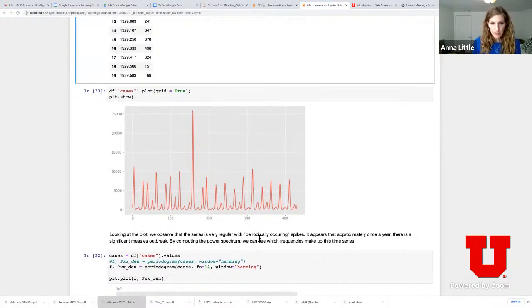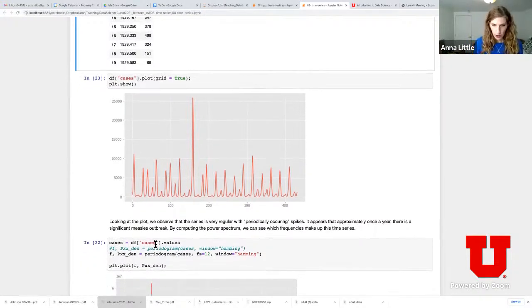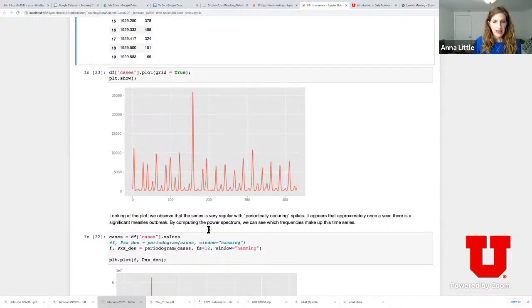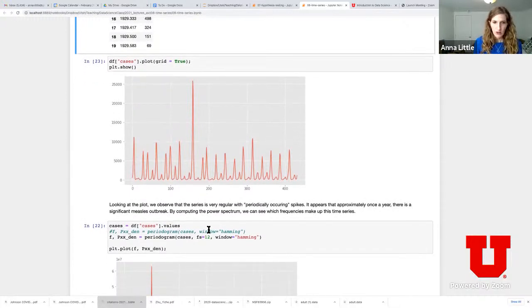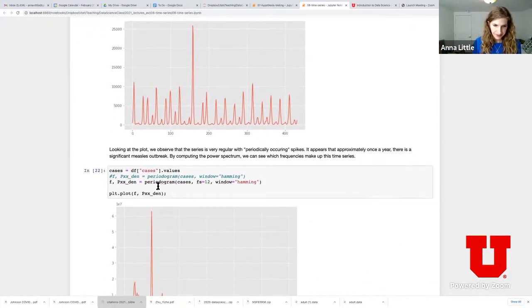Okay, so we observe these regular periodic spikes that seem to appear about once a year, kind of matching your intuition of how that type of outbreak would fluctuate. But let's see how we can actually make this precise by mapping into the Fourier domain. So if we compute the power spectrum, we can see which frequencies make up this time series.